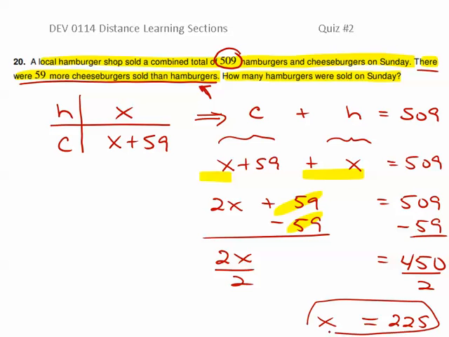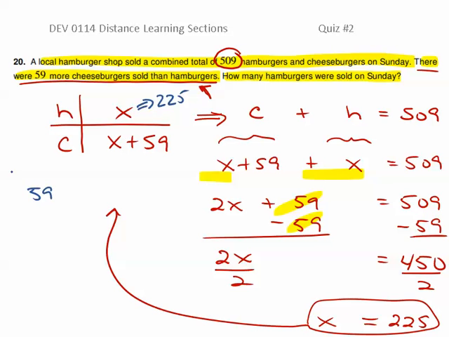So X is 225. If we plug it back into the table, the number of hamburgers sold is 225. The number of cheeseburgers sold is 59 more than 225. So we're going to add this. 5 plus 9 is 14 with a carry. That leaves us with 1 plus 2 plus 5, which is 8, 284. So there were 284 cheeseburgers sold.